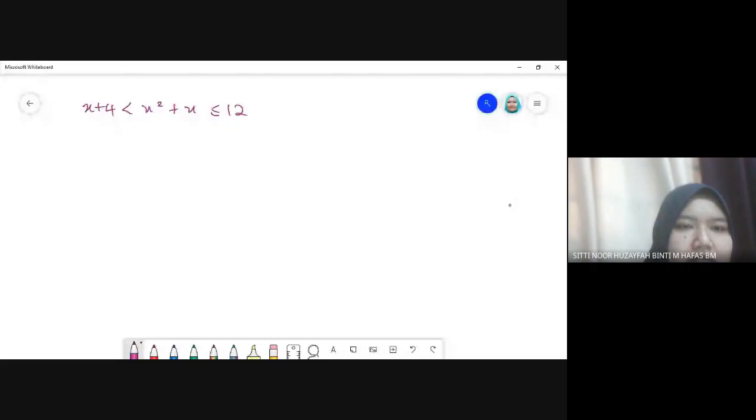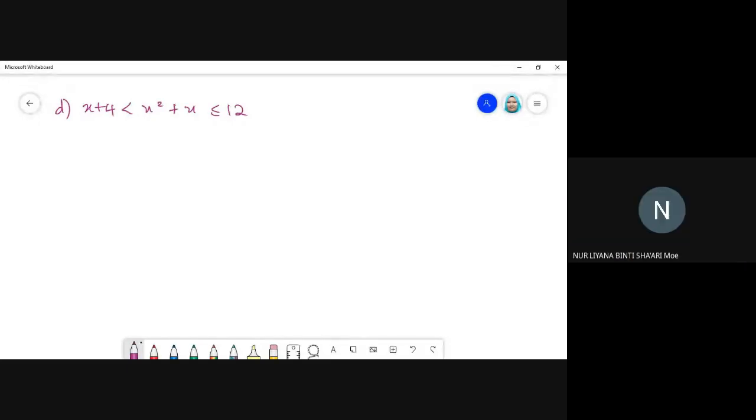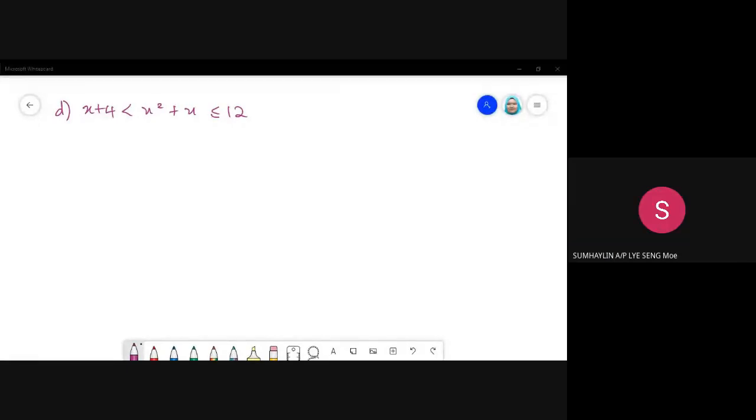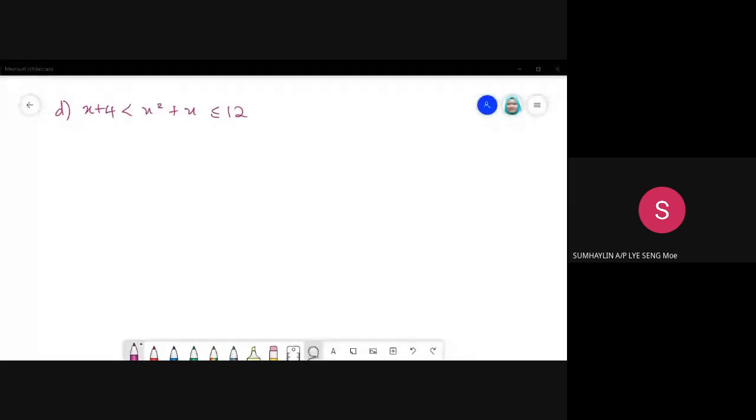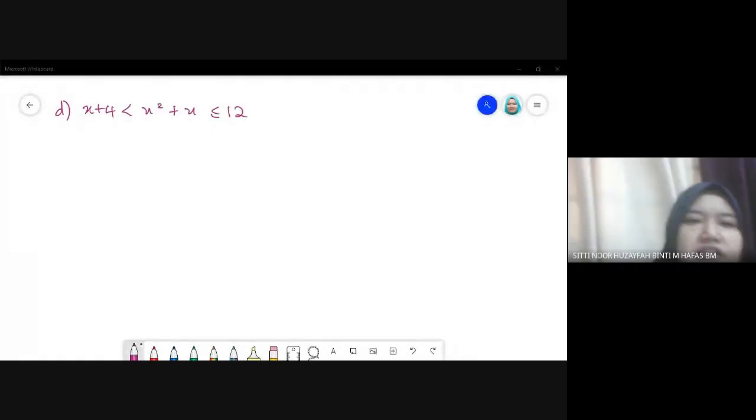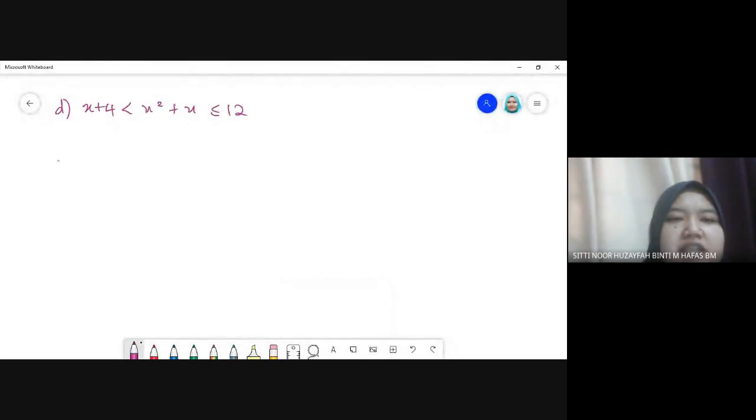Okay, so let me share the screen for whiteboard. Okay, so nampak ke whiteboard saya? So this is for question D. Nampak tak? Nampak. Okay, so we have X plus 4 less than X squared plus X less than or equal to 12. Okay, sama je step dia.